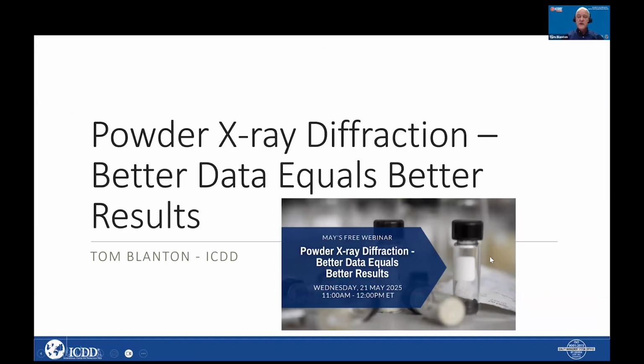All right, everybody. Hello again. Tom Blanton here from ICDD. Today's presentation will focus on powder diffraction, and in particular, some things to think about as you collect your data, prepare your samples, and how it will help you get better results, particularly for phase identification applications.